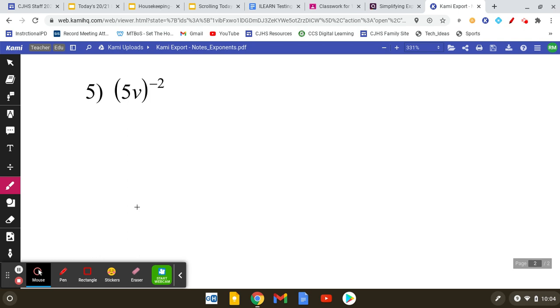So we have a negative exponent. We don't know what to do with a negative exponent, so it would be great if we could change it to a positive, and there is a way that we can do that. Isn't it true that we could write any number over 1, and it doesn't change its value? Like if I had the number 2, I could write it over 1. 2 over 1 is just 2. We could do the same thing here. So let's go ahead and write it over 1.